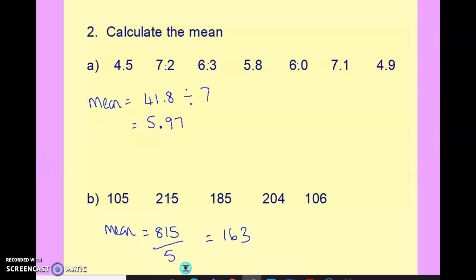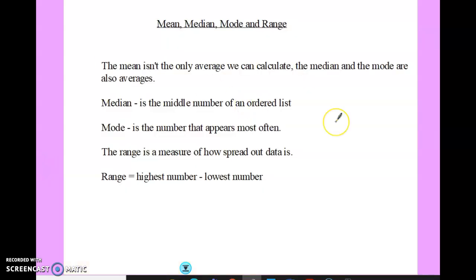Let's look at them all together then. So we've looked at the mean, let's introduce the median, the mode, and the range. So the median and the mode are also averages. The median is the middle number if we have an ordered list, and the mode is the number that appears most often. M-O, mode, most often.